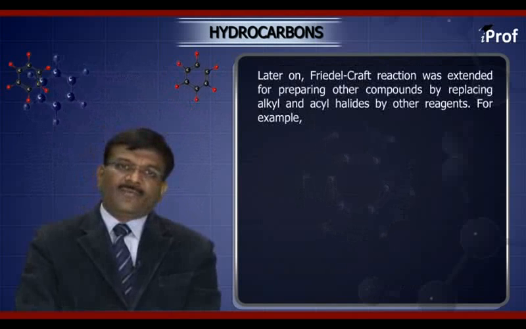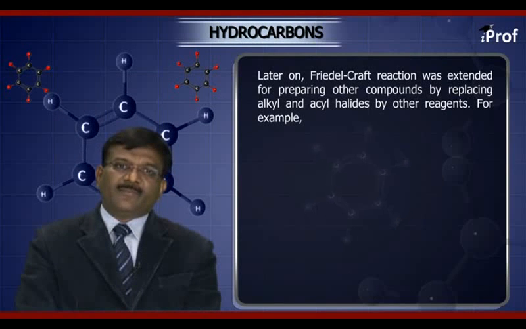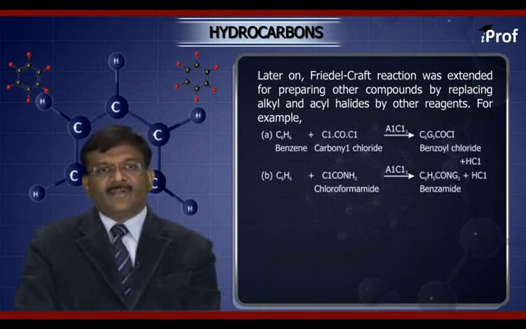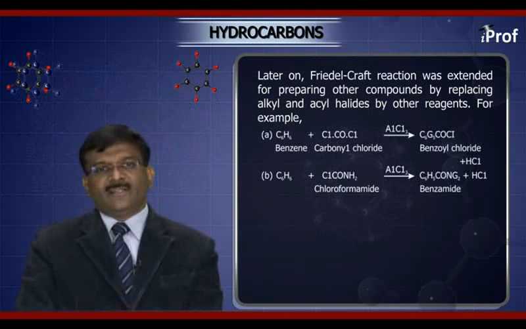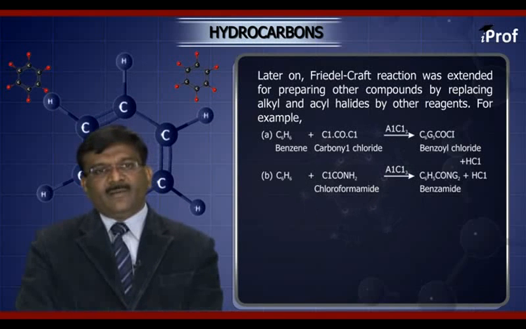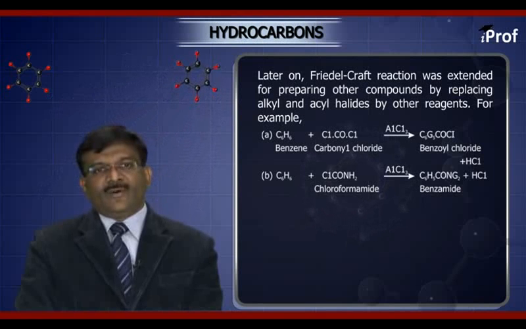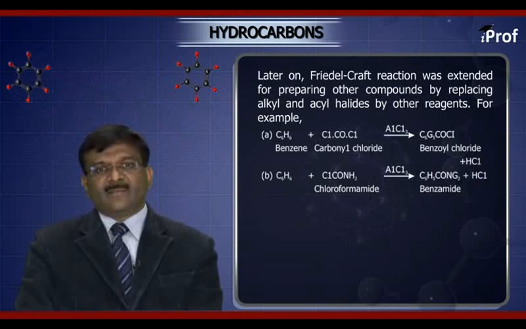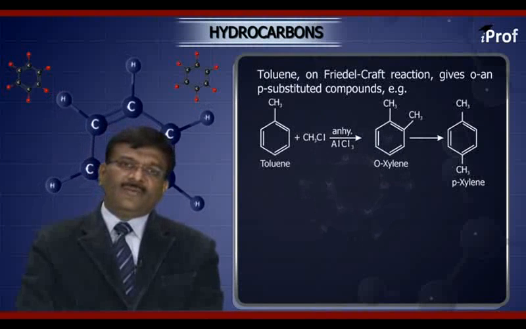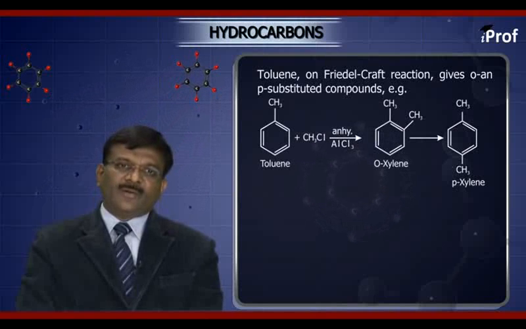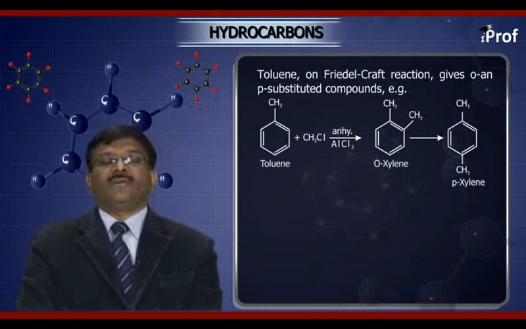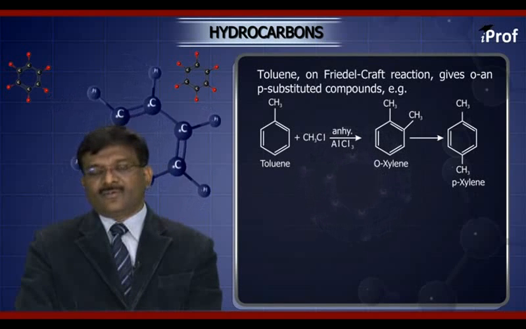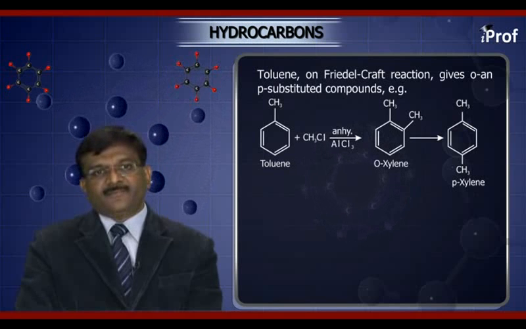Later on, the Friedel-Crafts reaction was extended for preparing other compounds by replacing alkyl and acyl halides by other reagents. For example, benzene reacts with carbonyl chloride in presence of AlCl3, it gives benzoyl chloride. In the same manner, benzene reacts with carbamoyl chloride in presence of AlCl3, it gives benzamide plus HCl. Toluene on Friedel-Crafts reaction gives ortho and para substituted products. Toluene plus CH3Cl in presence of anhydrous AlCl3 gives orthoxylene and paraxylene.